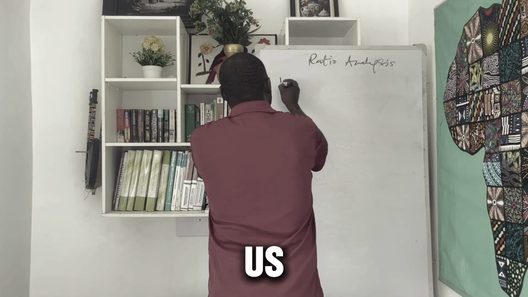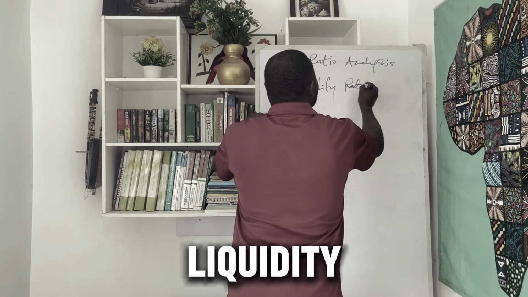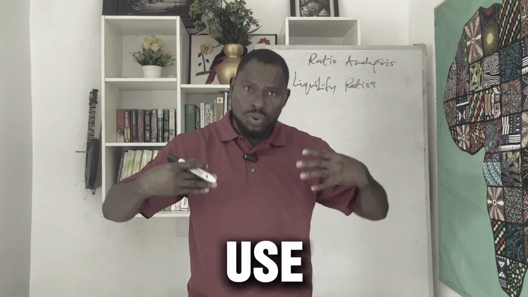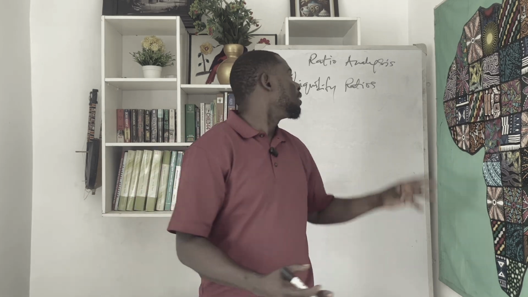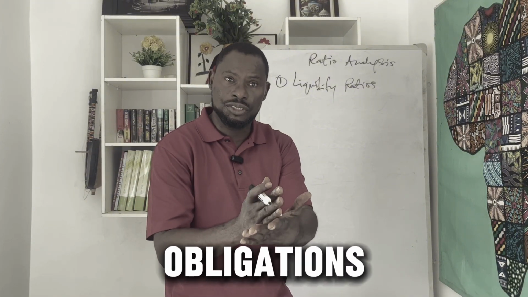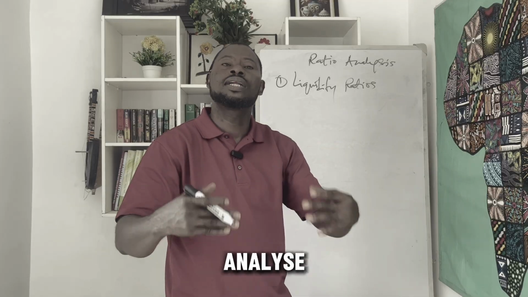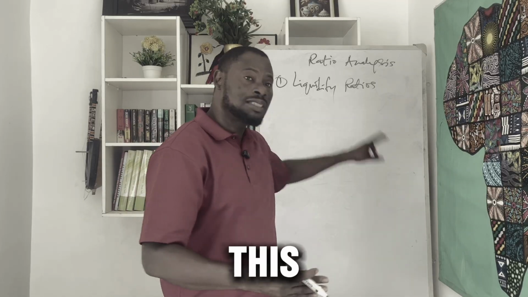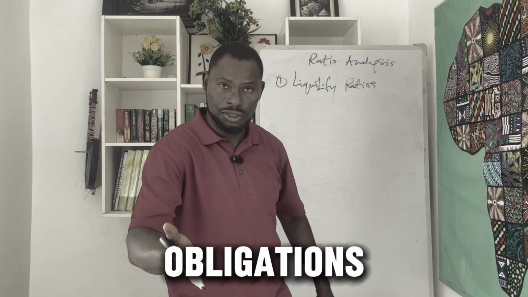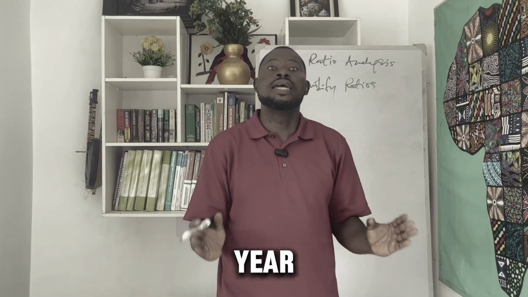The first one I want us to look at is liquidity. Let's look at liquidity ratios. These are ratios that we use in analyzing the ability of a firm to meet its short-term obligations. So if you are a stakeholder, you're picking up the financial statement, you need to ask yourself, is this firm able to meet its financial obligations, especially in the short run? By short run, we're looking at within 1 year.